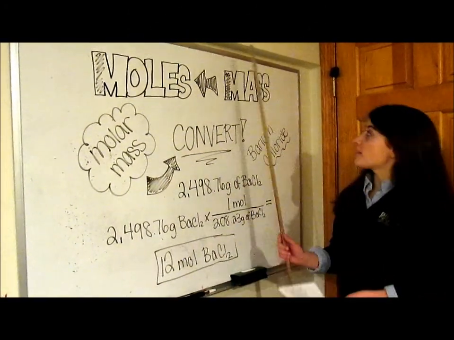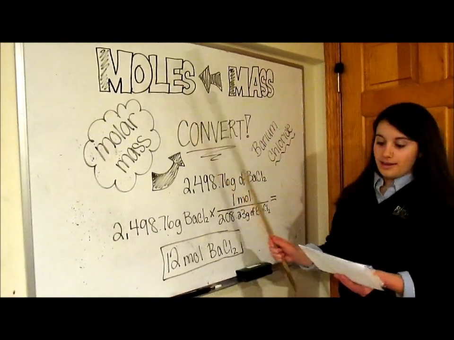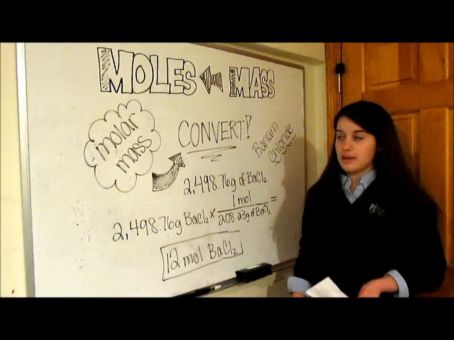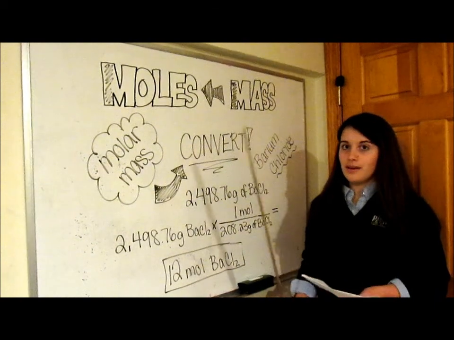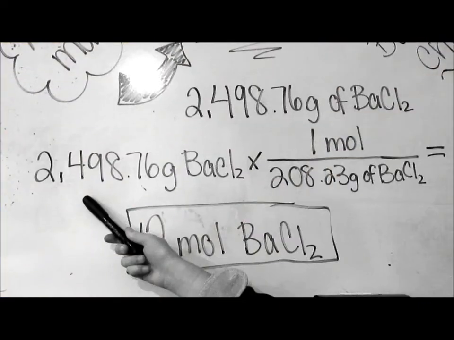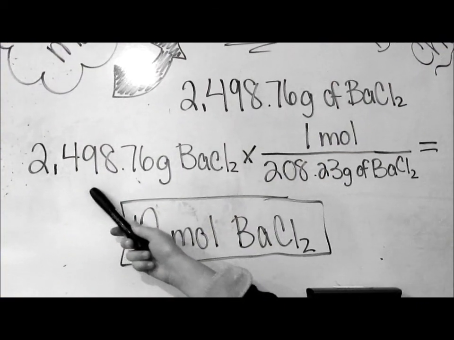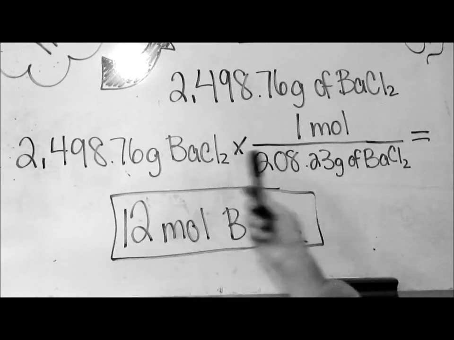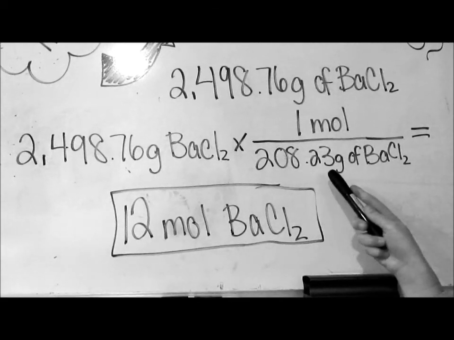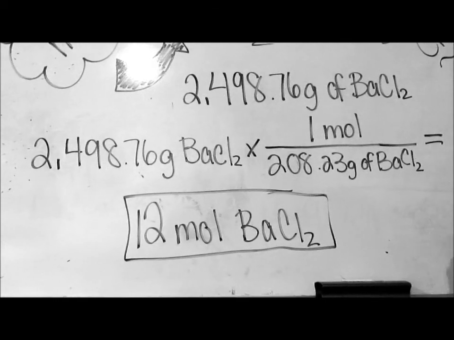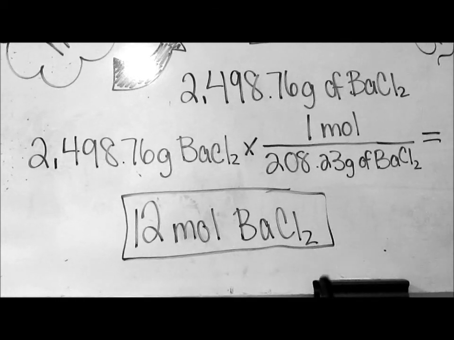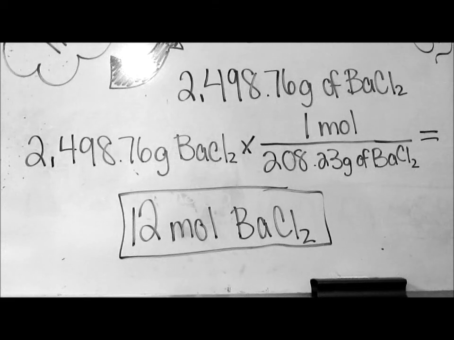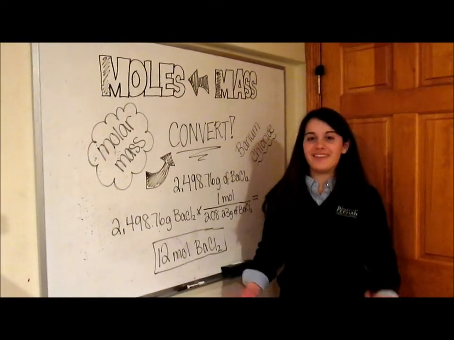Now next week, the mass front will be converting back into moles. This is done with the same conversion factor, the molar mass, but simply inverted. When we multiply 2,498.76 grams of barium chloride times 1 mole over 208.23 grams of barium chloride, we get 12 moles of barium chloride, exactly what we started with. And that, ladies and gentlemen, is how it's done.